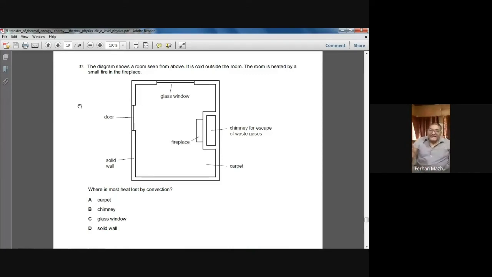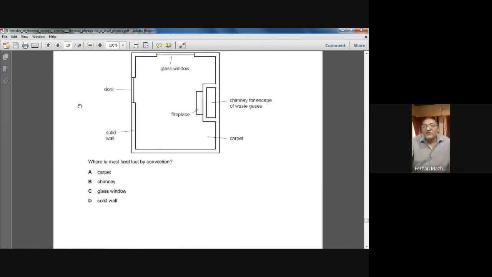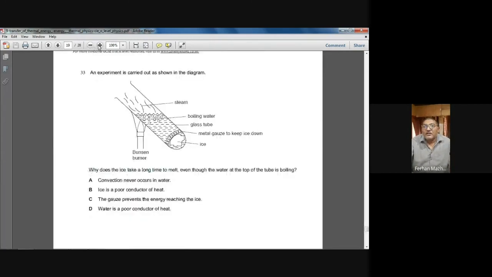So it has a chimney in the fireplace. Through the chimney, the convection will be happening. The rest of the room has walls, it has carpet, it has a solid wall, the door is closed, and the window has glass in it. So where is the most heat being lost? The chimney. B. So B is the right option. Through the chimney, the most heat is lost by convection. B is the right option. You understand? Okay. This was question number 32. Now we are on question number 33.